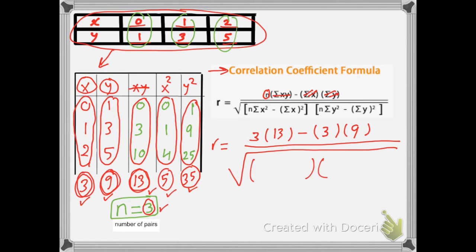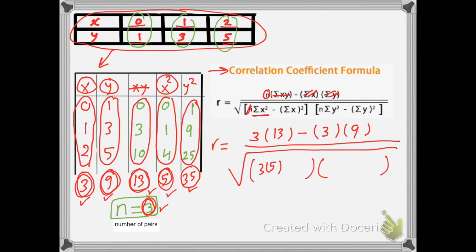Down I have one root, and this root contains two brackets, between them multiplication. Let's start down. First I have n. N equal to 3. Then 3 multiplied by summation x squared. X squared here inside my table, the summation of x squared is just 5.